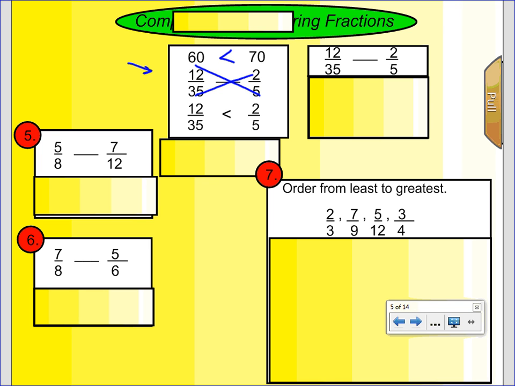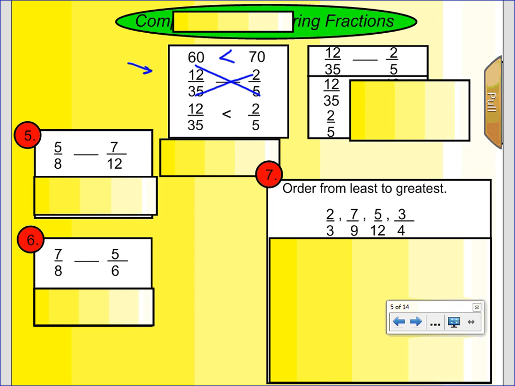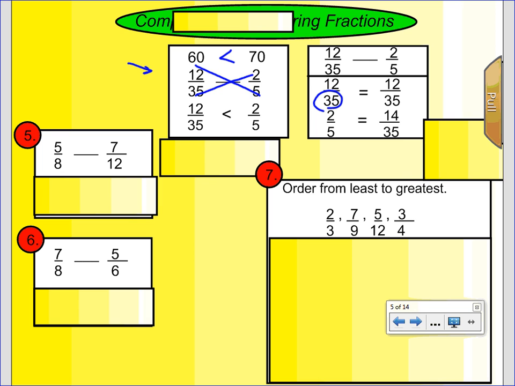You could also find a common denominator, so I'll say to myself, 12/35 and 2/5, what do they have as a common denominator? Well, I'll look at my largest denominator first, which is 35. Hey, 5 can go into that, so that's going to be my common denominator, and I would see that 12/35 remains the same, and 2/5 becomes 14/35 because I multiply 5 times 7 to give me 35, and then 2 times 7 to give me 14. I would still see that 12/35 is less than 2/5. So you could do that either way.